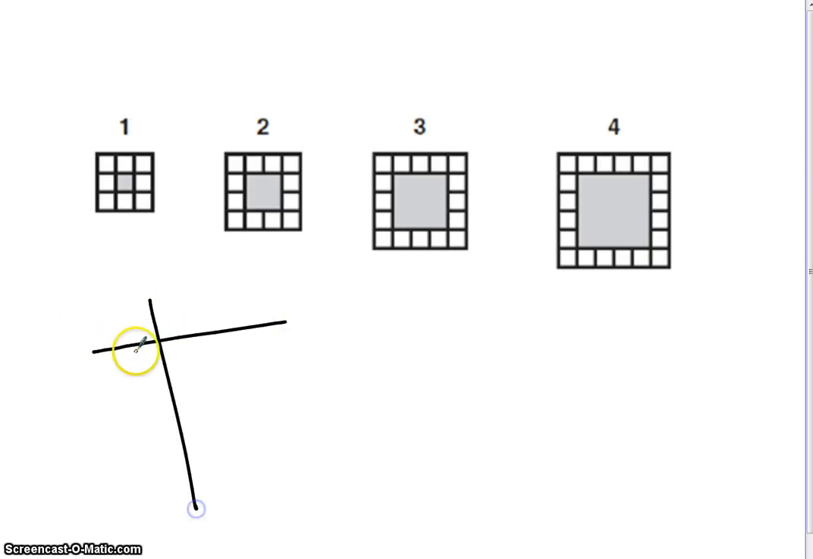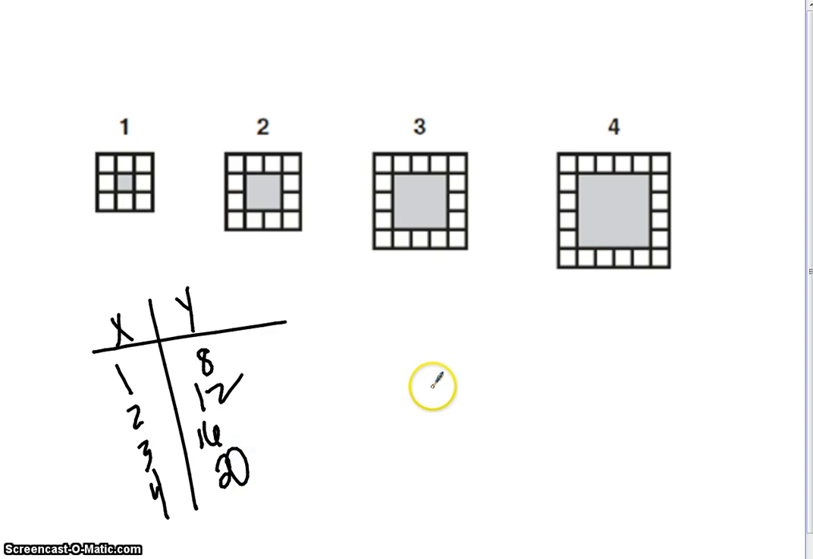So making your table, we have x and we have y. X is 1, 2, 3, 4. This one has 1, 2, 3, 4, 5, 6, 7, 8 white squares. Then 12, then 16, then 20.